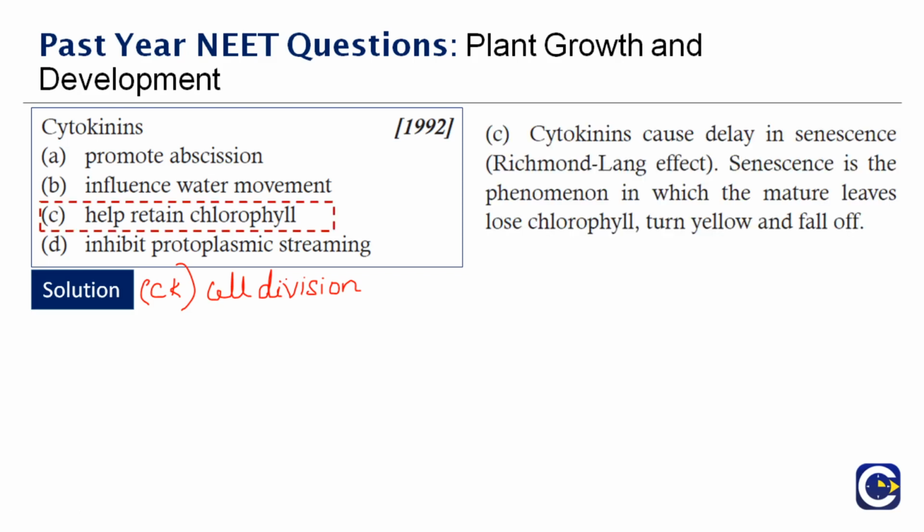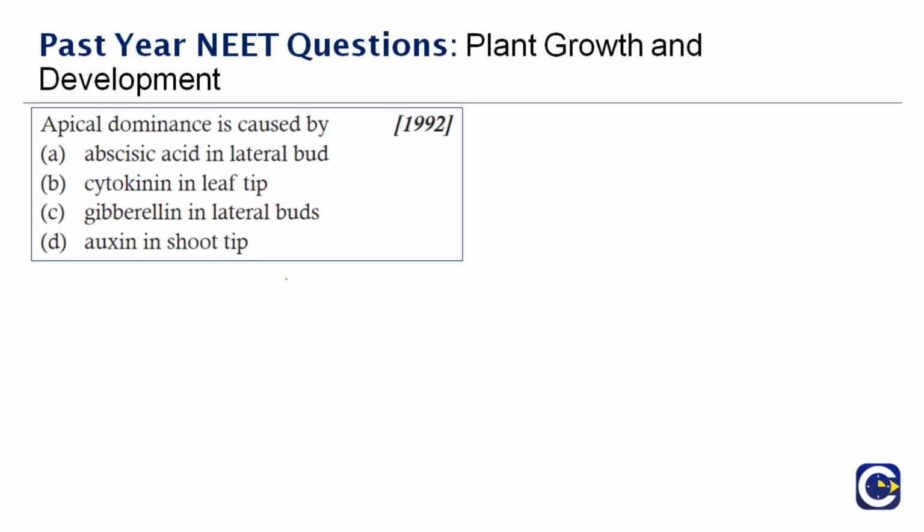They cause the delay of aging, which is called the Richmond-Lang effect. This is a phenomenon in which mature leaves lose chlorophyll, turn yellow, and fall off. So they delay that process. Cytokinin will delay the aging process. Therefore, the correct answer is option C. Next question here.